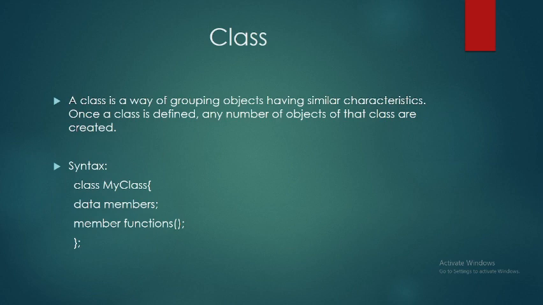The syntax for the class is given here. You use the keyword class and then use the class name. You can give whatever name you want for it. Here, the name I've given is MyClass. Then come the curly braces, and then the data members and member functions. We'll learn what those are later. Then close the curly braces and do not forget to put the semicolon.